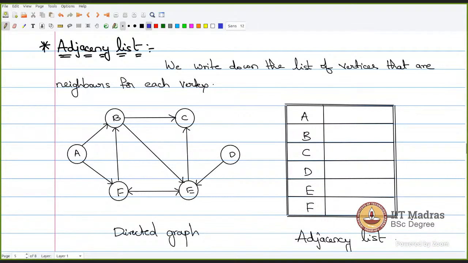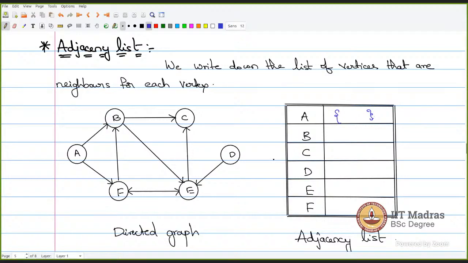to this adjacency list. In this list, we write down all the vertices in a set notation which are neighbors of every vertex. This is how we write. We write all the vertices in one column, and in the next column we write the list or set of all the vertices that are neighbors to A.